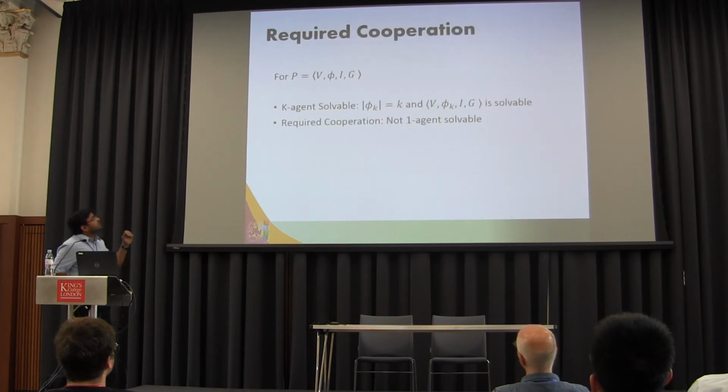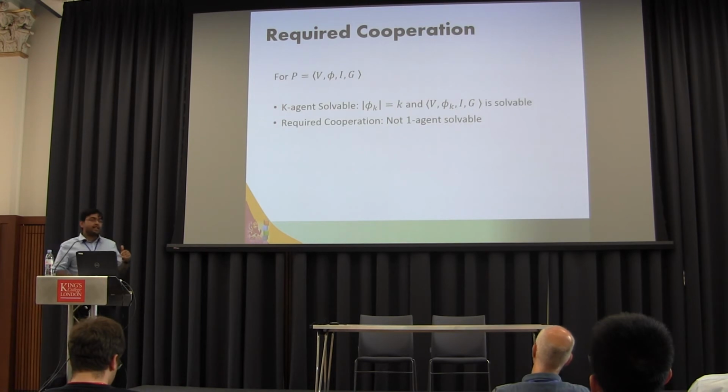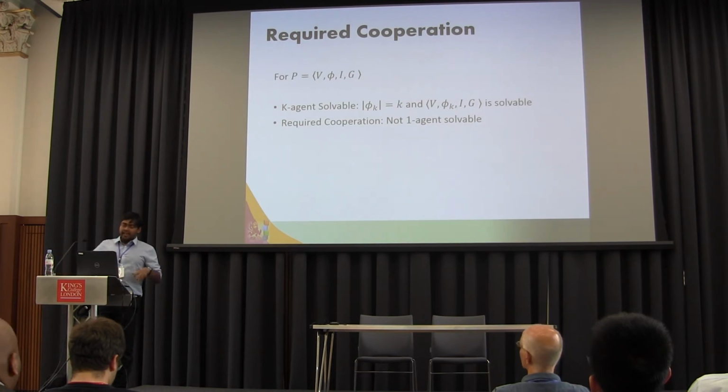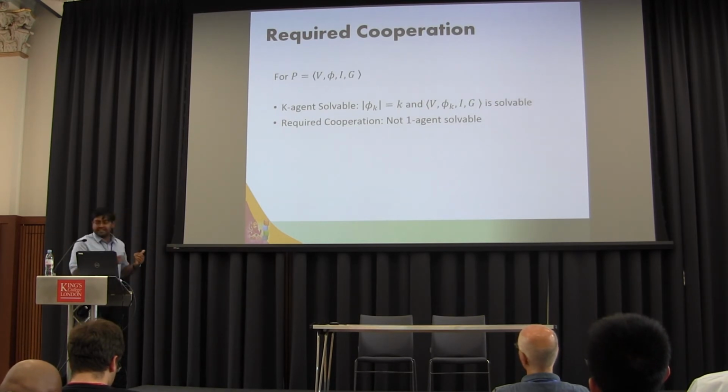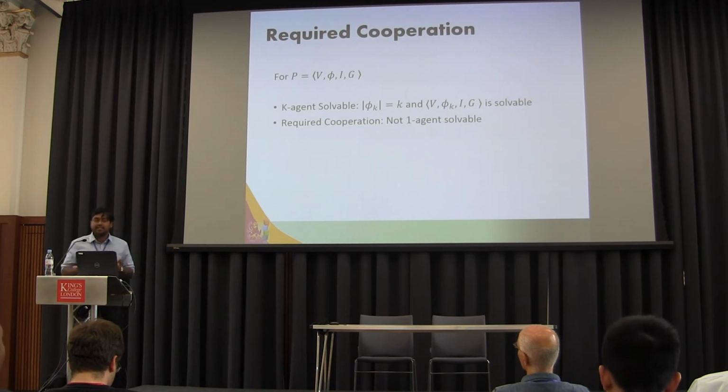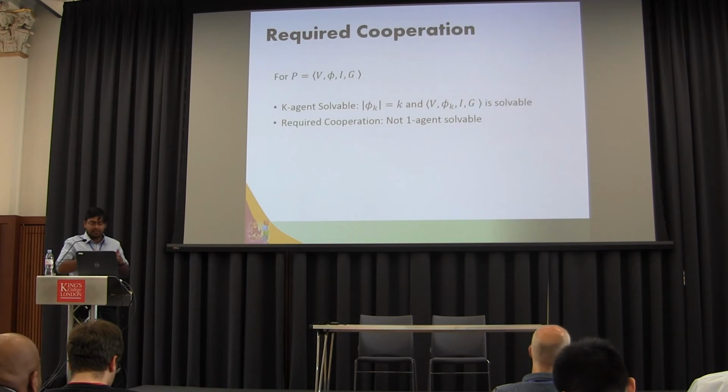Okay, so for a given multi-agent problem P, we say the problem is K agent solvable if we can come up with a subset of K agents that can actually solve the problem. And the problem is said to have RC when it's not a one agent solvable problem, which means there isn't a single agent you can use to solve the entire problem.